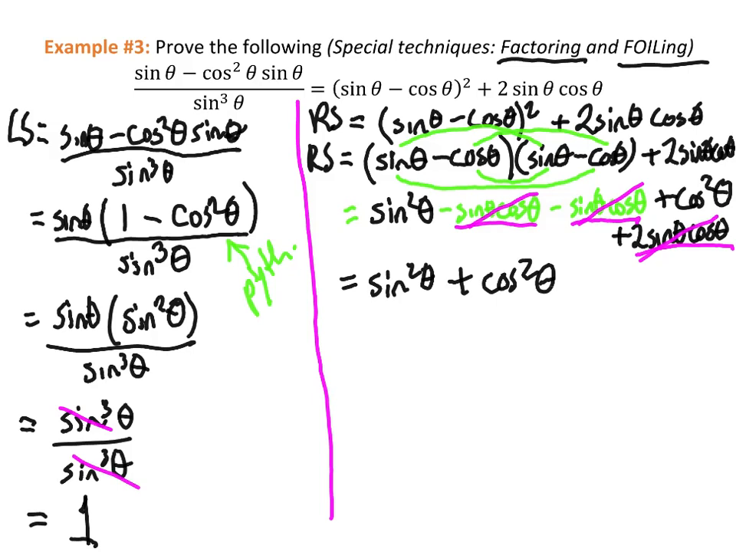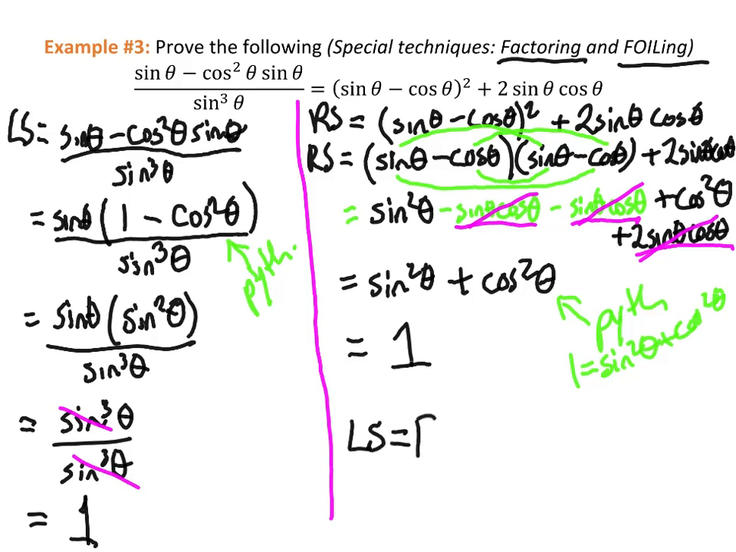But that makes you think, hopefully, of your Pythagorean identity. Your Pythagorean identity is that 1 is equal to sine squared theta plus cos squared theta. And so, if I have a sine squared theta plus cos squared theta, that side must equal 1. And what we've shown is our left side and our right side are equal to each other, and so we are done this proof.